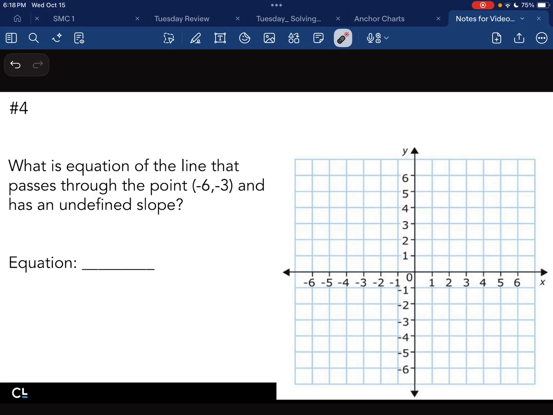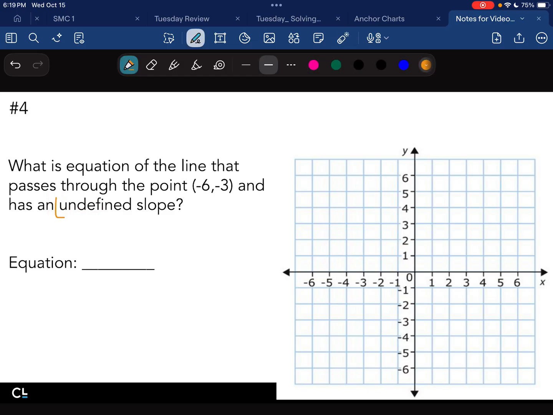Okay, the question says, what is the equation of a line that passes through the point -6, -3, and has an undefined slope? So this problem gave me an undefined slope, and it passes through the point -6, -3. They have a grid, but I'm going to do it both with the grid and without.